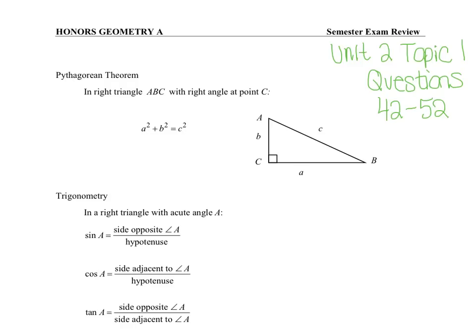This is the Honors Geometry Semester Exam Review for Unit 2, Topic 1, which is questions 42 through 52.